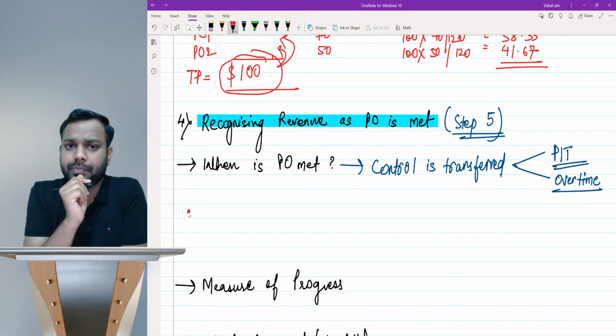Come on, guys. What are the 3 conditions?